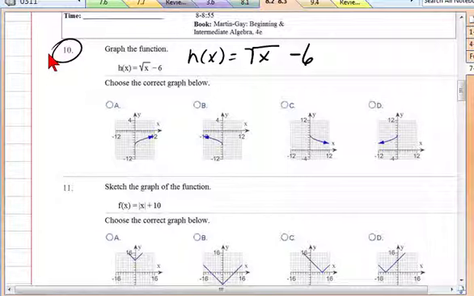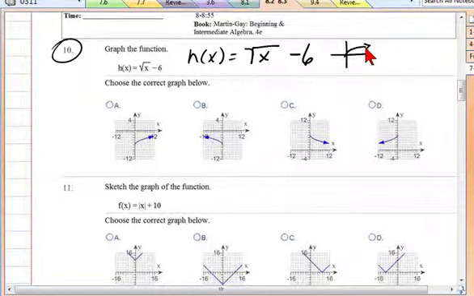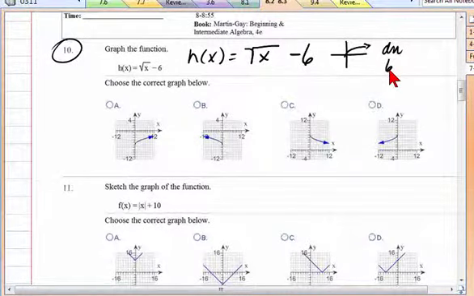What does a square root function look like? It looks like that little branch. Okay. I am subtracting 6. Now, is it inside the radical or is it outside the radical? It's outside, which means how will it shift? Down 6. Okay, so I am looking for a little branch that shifted down 6. Which is the correct choice?